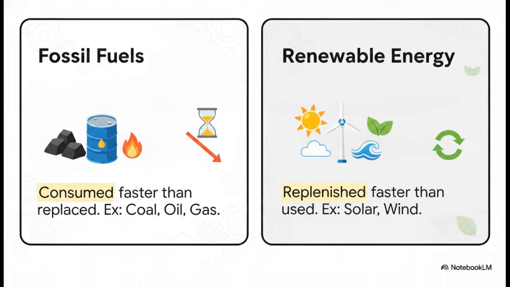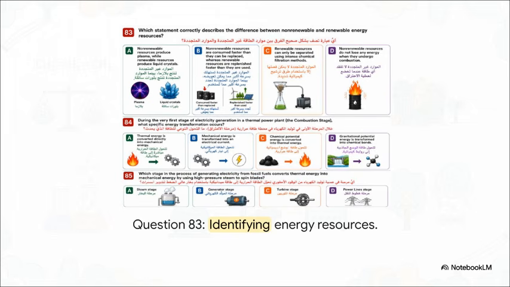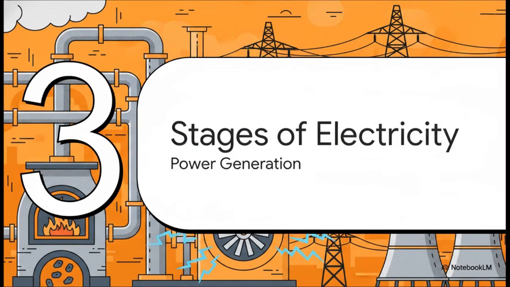On the flip side, we have renewable energy. These are resources like solar, wind, and hydroelectric power, and they are defined by the awesome fact that nature replenishes them faster than we can actually use them. So applying that to question 83, option B hits the nail on the head based on those definitions. It states, non-renewable resources are consumed faster than they can be replaced, whereas renewable resources are replenished faster than they are used. Spot on.